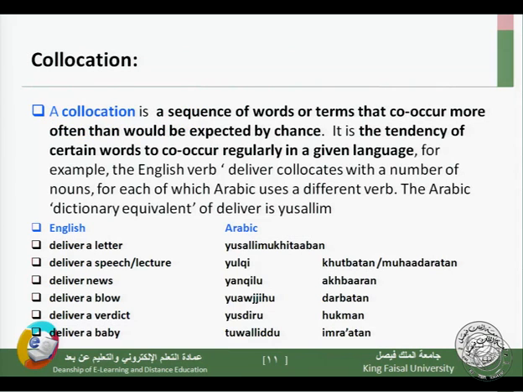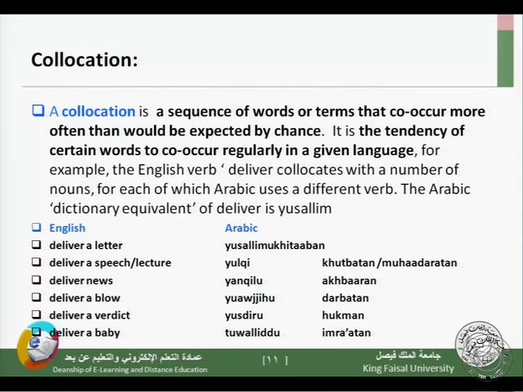Let's see collocation. What is a collocation? Collocation is a sequence of words that co-occur more often than would be expected by chance. It means they have a pattern. They have the tendency to co-occur regularly. It means they come together, one after another. You cannot change them. You cannot change the order of them. I will come back later about this order business. Now, it is a pattern, an arrangement.